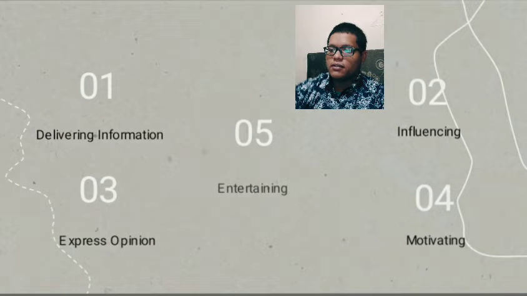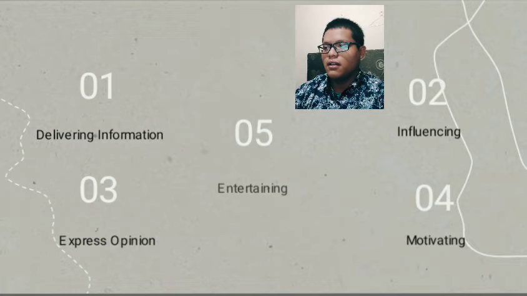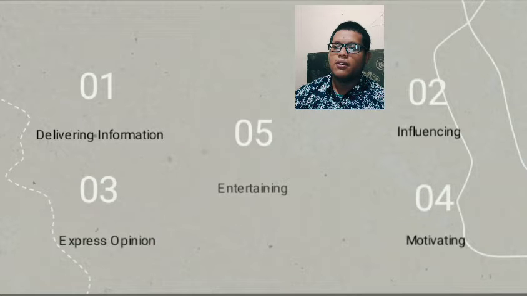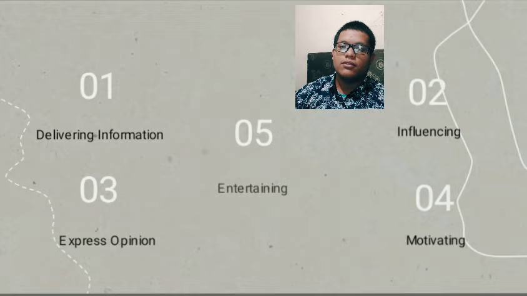And the third is expressing opinion. In accordance with the thoughts of the speaker, it will be easier for you to express your opinion if you have navigated the audience in thinking and changing the speaker's way of thinking. In the case of a salesman, when the salesman presents his product, he is already at the stage of influencing and expressing opinions, so that the main goal is to create a sale or purchase.